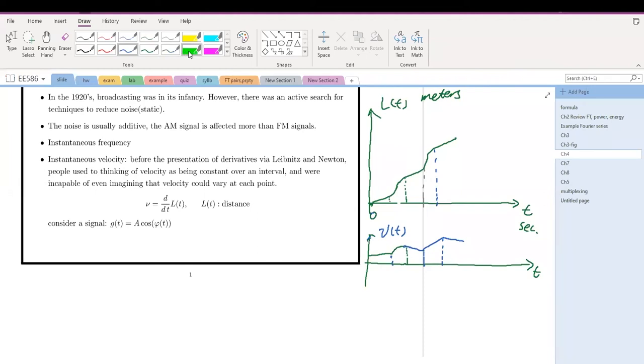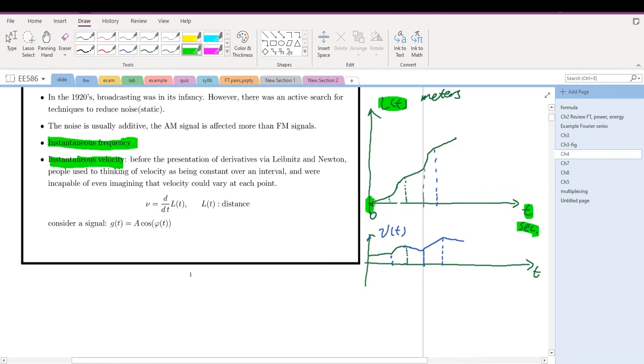In this video, we look at the concept of instantaneous frequency. This concept is the same as instantaneous speed or instantaneous velocity. So let's illustrate using this simple graph here. Suppose this is a time of t in seconds, and this is the distance I traveled starting at time 0.